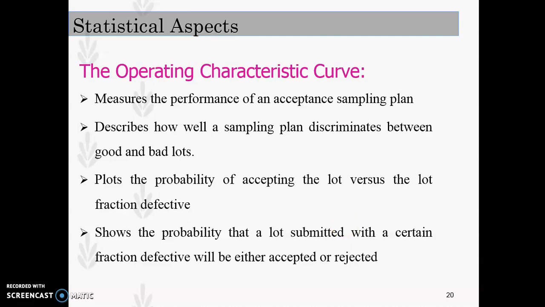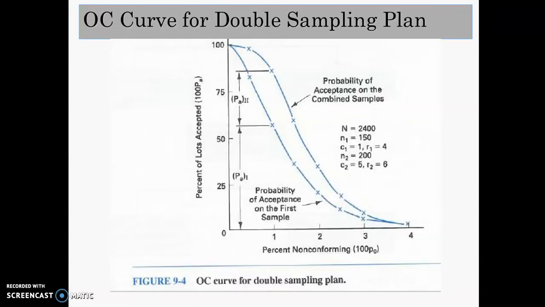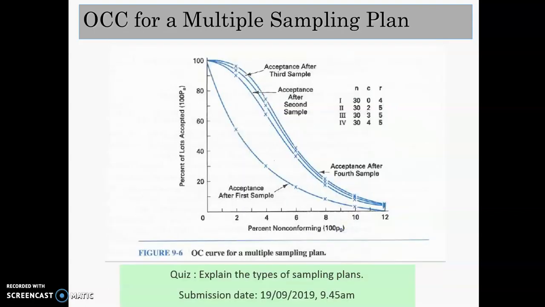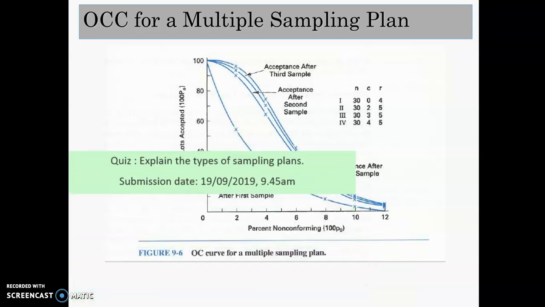This curve is also called an OC curve. This is an OC curve for a double sampling plan. Two lines means it is a double sampling plan. Four lines means it is a multiple sampling plan. A single sampling plan only has 1 line. Note this screen.